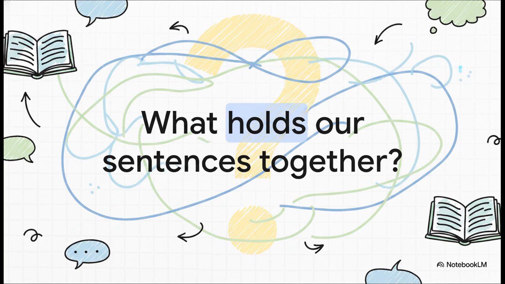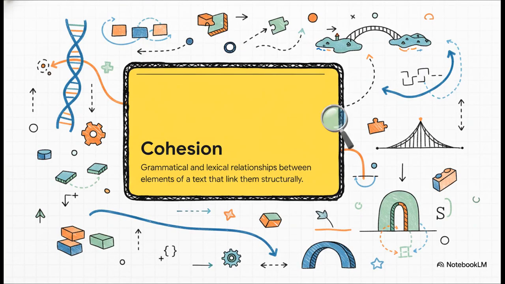Think about it. When you read a report or a story, it flows. It doesn't just feel like a dictionary exploded on the page. There are invisible threads linking everything, and understanding those threads is the absolute foundation of natural language processing. Well, it all comes down to a surface-level property called cohesion.